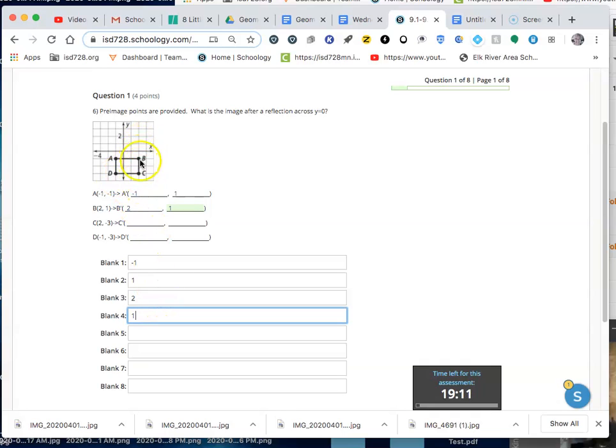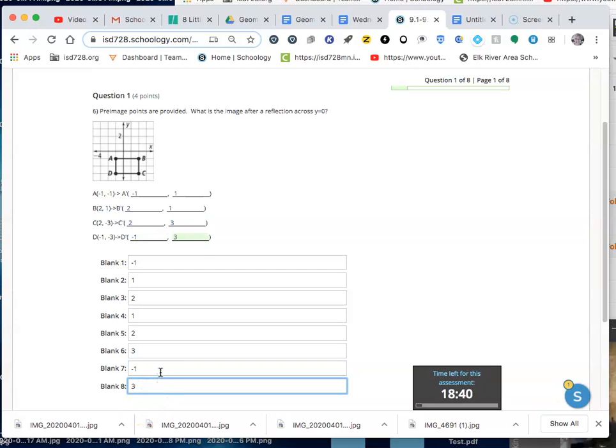C, the same distance away, is going to go 3 distances away. So it goes from 2, -3 to 2, 3. Oops, 2, 3. And D is going to go from -1, -3 to -1, positive 3. So it's going to go to -1, positive 3.